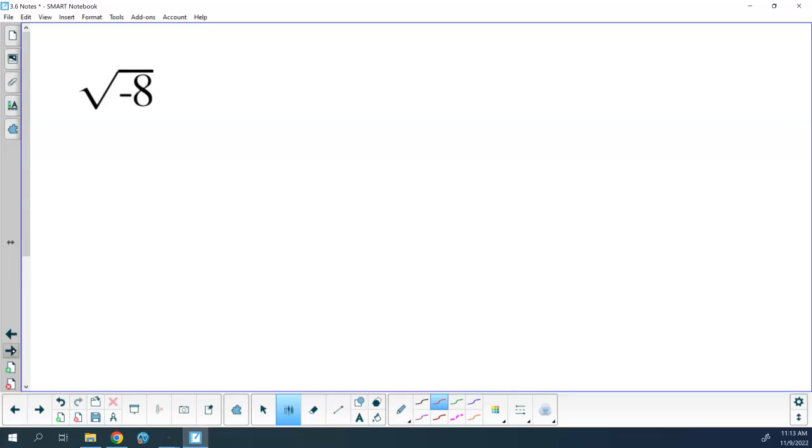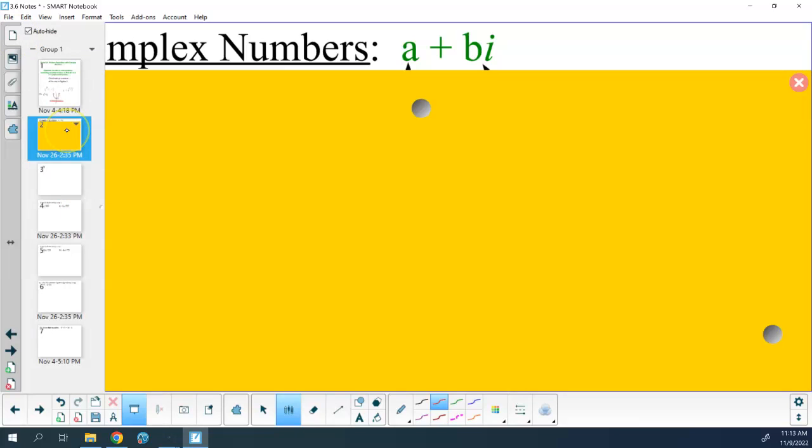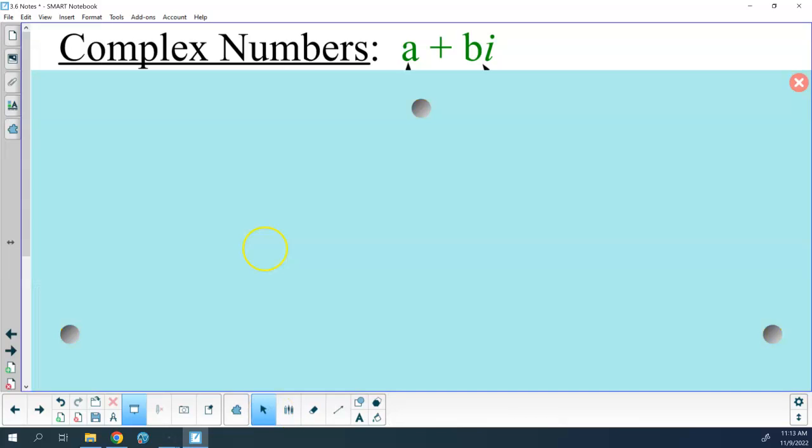Hold on. I feel as if, yep. See, ay caramba, this slide should be there because I want to be on this slide first. Sorry about that. I apologize. I wanted to be on this slide first. Complex numbers first. I want to talk about complex numbers.